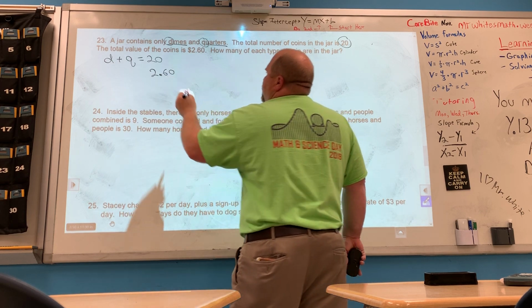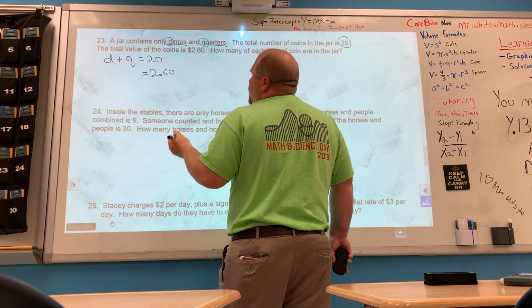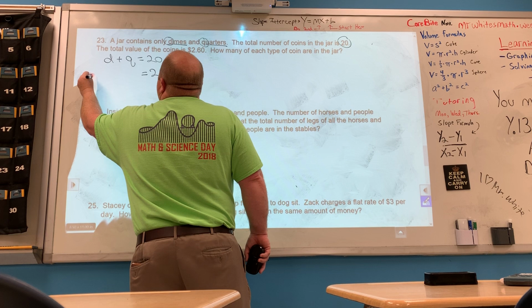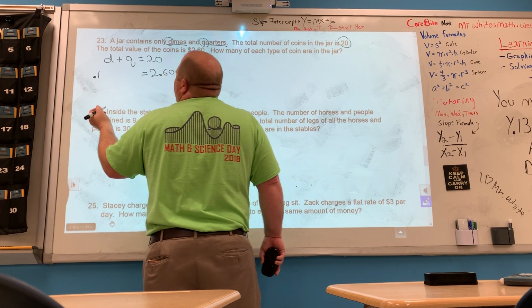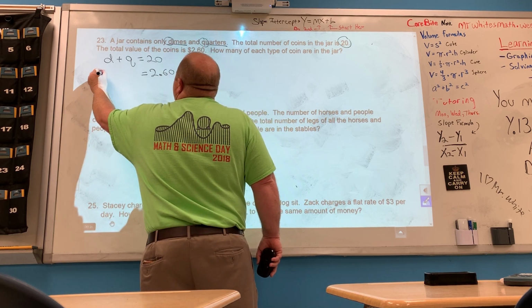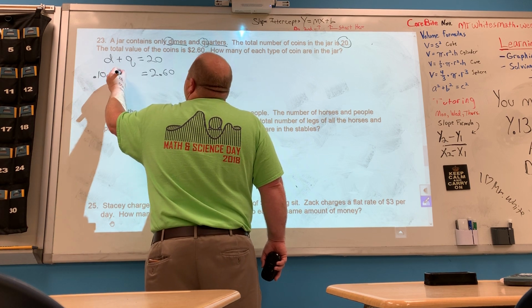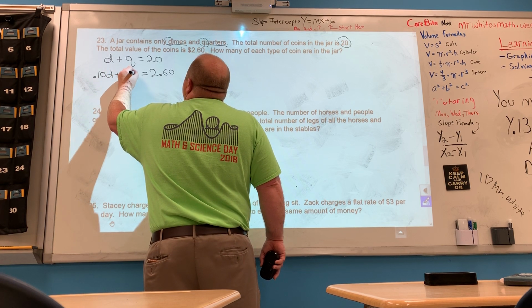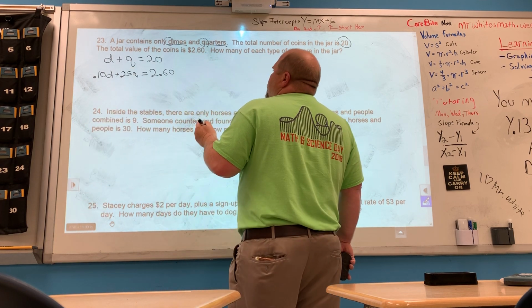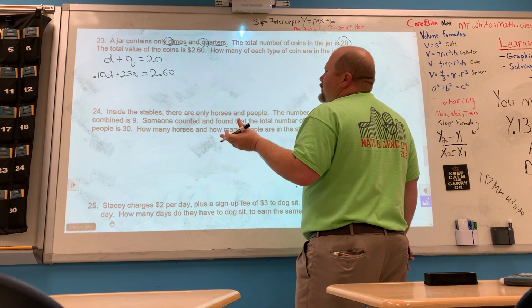So that's a monetary value. Well, dimes and quarters also have a monetary value. A dime is 10 cents, so that is going to be 0.1, or you could use 0.10 if you feel more comfortable. 10 cents times every dime that's in there, plus 0.25 for every quarter that's in there. So that's the two equations that produce the system.